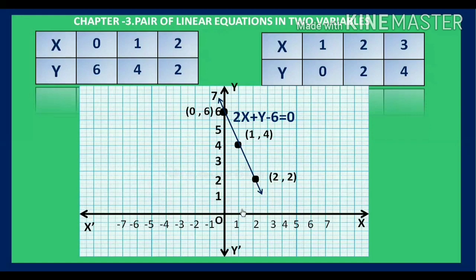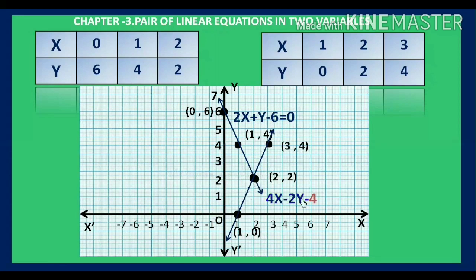Now the next point is (1, 0), so x is 1 and y is 0. Second is (2, 2), already marked there. Third is (3, 4): x is 3 and y is 4. We put it at that position. Now join them, we join all 3 points, coordinate (3, 4). Now write the equation of this line.